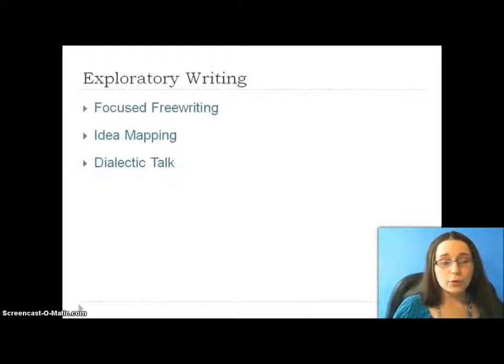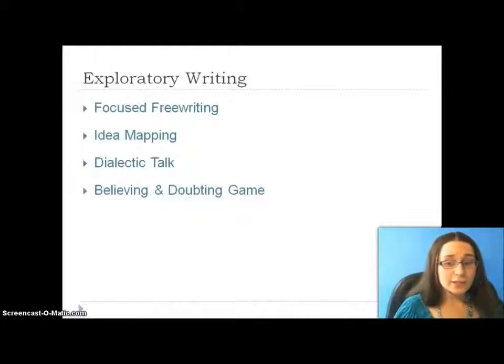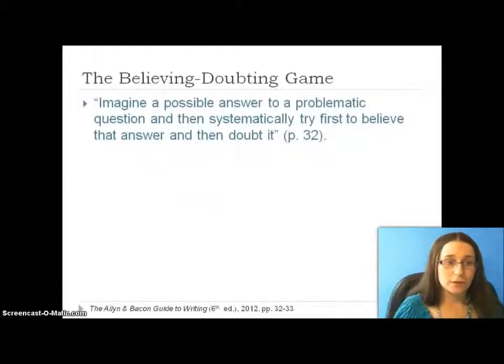In the dialectic talk, we're looking for ways to find potential pitfalls in your writing, and that way you're able to address them. A fourth example of exploratory writing is believing and doubting. The believing and doubting game requires a little additional explanation simply because it's a fairly difficult mental process for many students. In order to completely do the believing and doubting game, the first thing we want to do is imagine a possible answer to a problematic question.